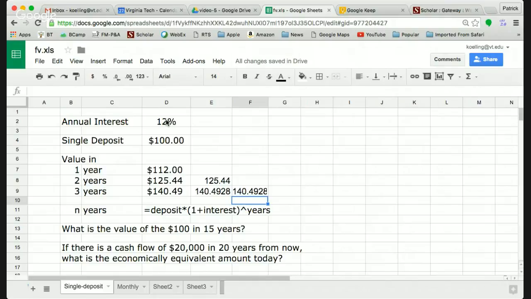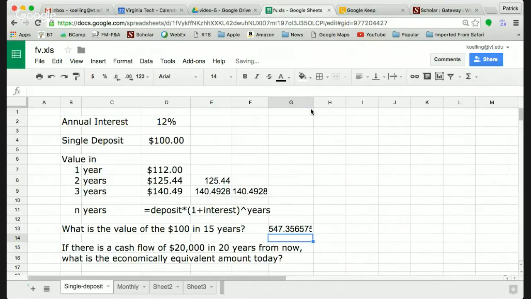That makes it easy now for us to solve for the future value. What is the value of the $100 in 15 years? Very simple. 100 times 1 plus the interest rate taken to the power of 15. Here's our answer. Now let me talk about something very briefly from a spreadsheet standpoint.